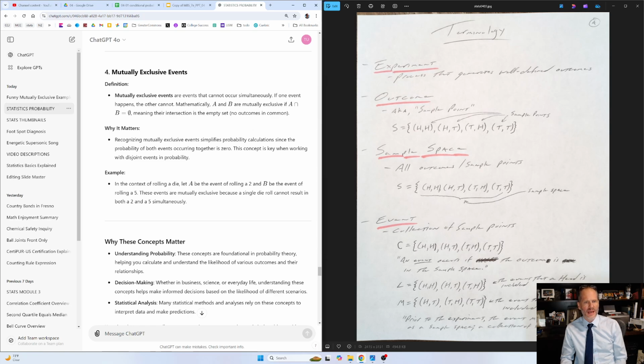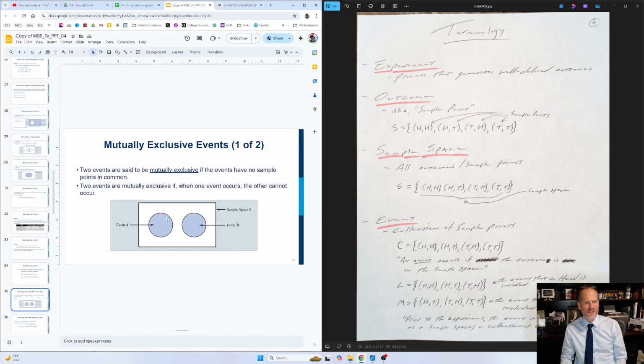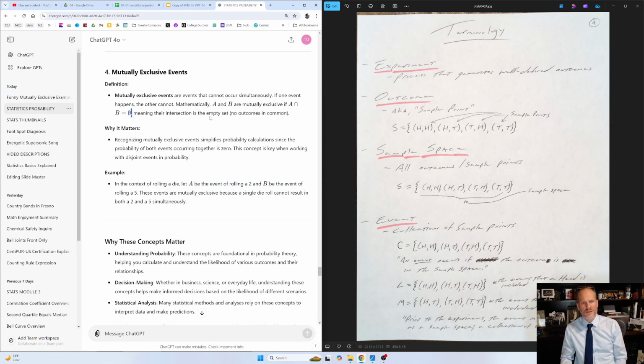And it says that there is no intersection. So if A intersection B is equal to 0, there's no intersection. The intersection of A and B is 0. So there's nothing. Mutually exclusive events cannot occur simultaneously. If one event happens, the other cannot. Mathematically, A and B are mutually exclusive if the intersection of A and B is equal to 0, meaning their intersection is the empty set, no outcomes in common.